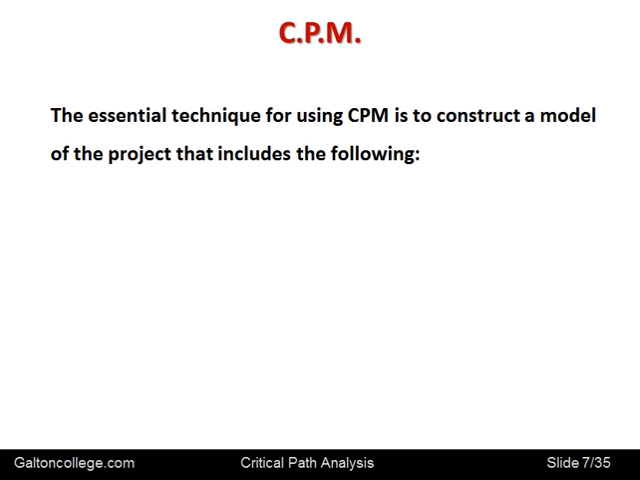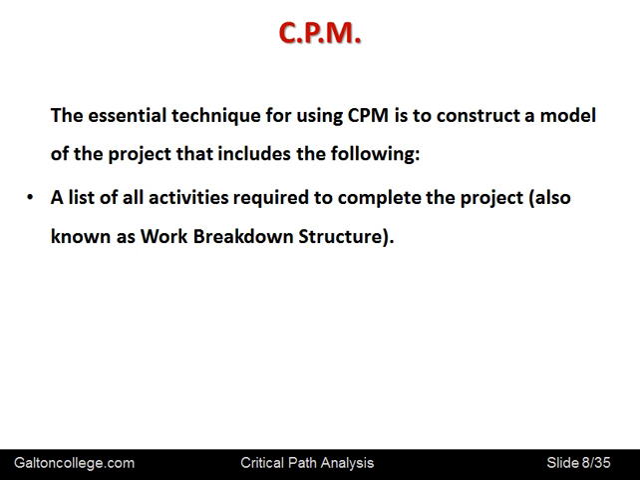Now, the essential technique for using CPM is to construct a model that includes the following: a list of all the activities required to complete the project. It's known sometimes as the work breakdown structure. So all the activities that go to make up the project must be specified. There must be a complete list of the activities that go to make up the project.